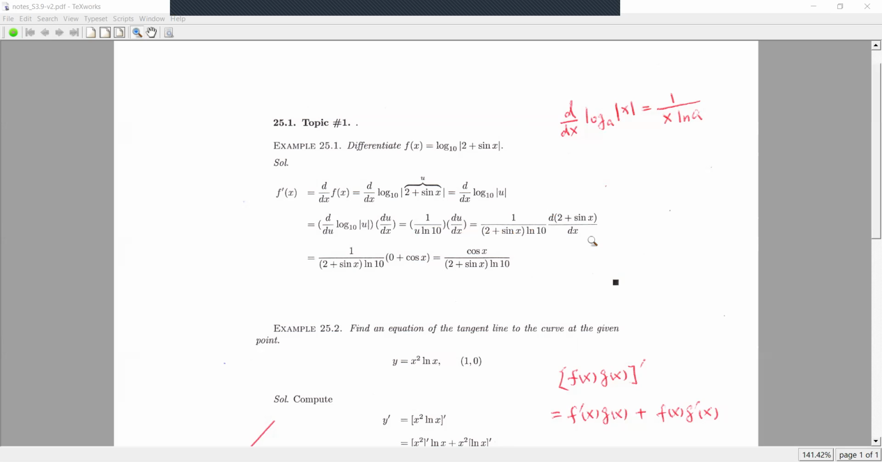Now, compute this derivative. The function is 2 plus sine of x. By the summation formula, the derivative of 2 is 0. The derivative of sine of x with respect to x is cosine of x. Simplify this expression a little bit, then this is the answer to this example.